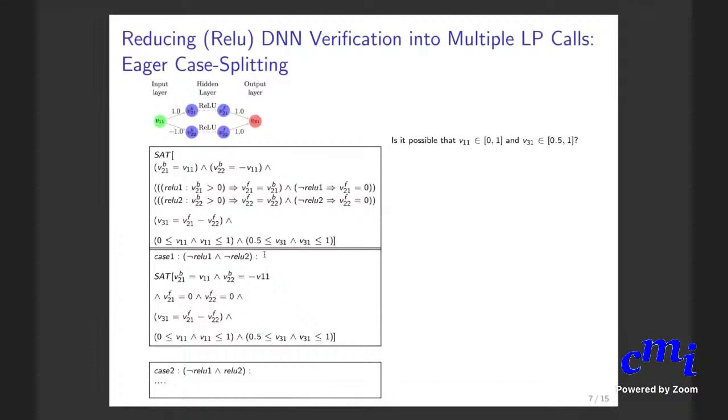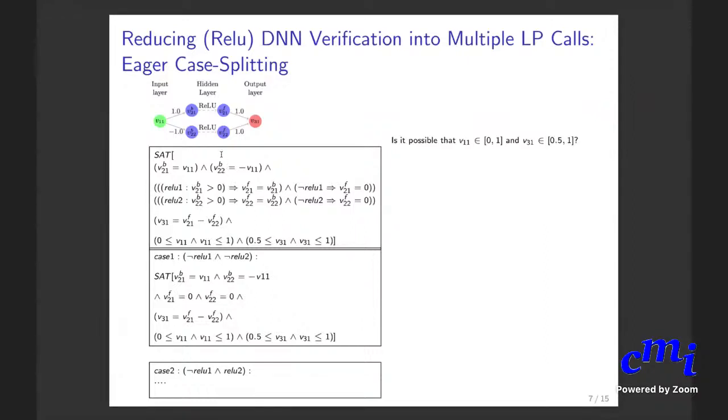Yeah, how do you do this? This is just an observation that was already made by one of you. In this case, all the case splits correspond to the conditions that go into the ReLUs, which I have listed here as ReLU1 and ReLU2. Therefore, in order to convert them into multiple LP instances, for each ReLU you need a case split.